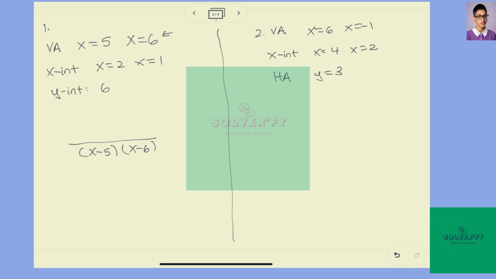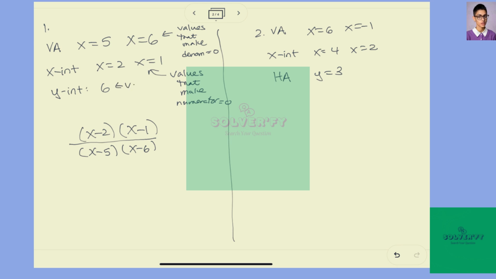So I'll just put a note over here. Values that make the denominator equal 0. X-intercepts, these are the values that make the numerator equal 0. So if I have an x-intercept at 2, then I have a factor x minus 2. If I have an x-intercept at 1, I have a factor x minus 1.